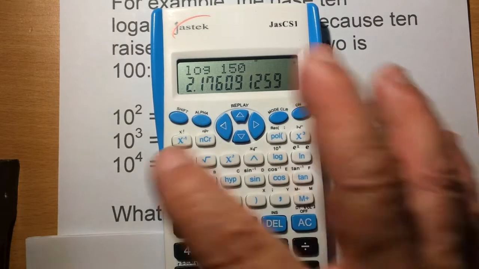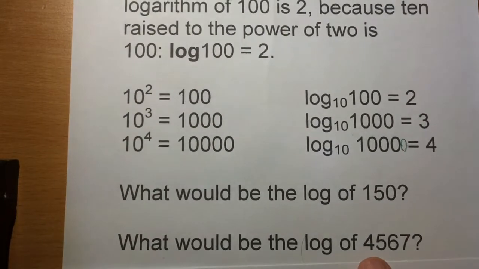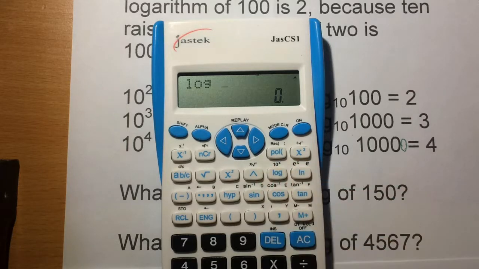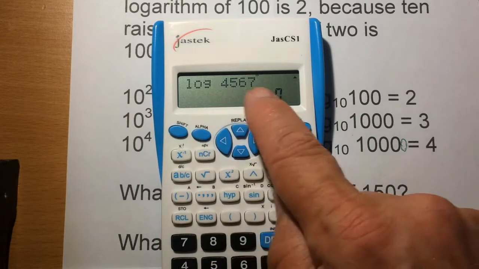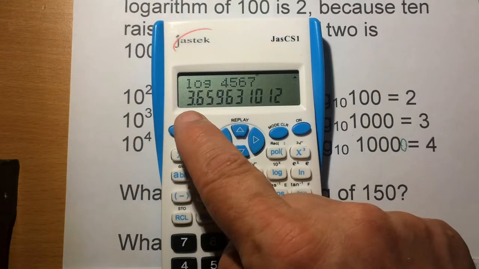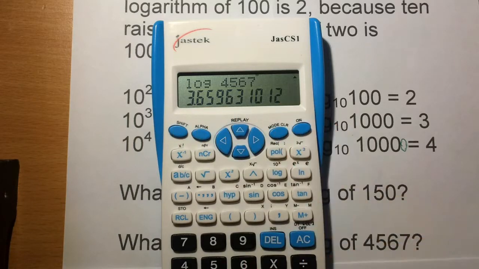Another example, 4,567. We clear our calculator and press log first of all, then type in this number, 4,567, and press equals. We're going to get the log of that number, and that tells me that 10 raised to the power of 3.659 and so on and so forth is going to give me this number.